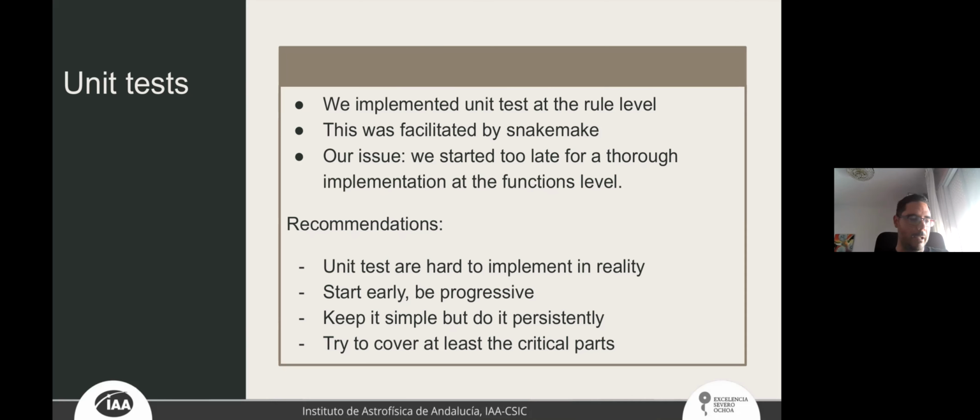So my recommendation: unit tests are hard to implement in reality because many people are not used to them, and because they don't have a rapid benefit. The benefit always comes in the long term. When you have a problem, that is when you realize that the tests are important, but in the short term, sometimes we forget about them, or we don't spend time on them because there's no immediate benefit, but in the long term it can be important. So I would recommend starting early and being progressive, implementing unit tests, keeping it simple but doing it persistently, and trying to cover at least the critical parts.